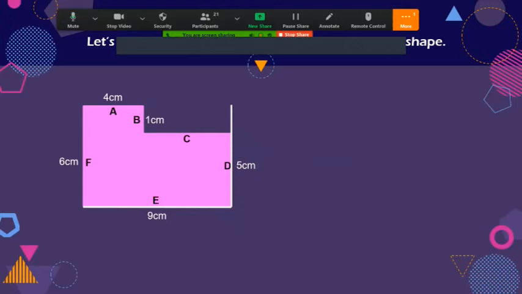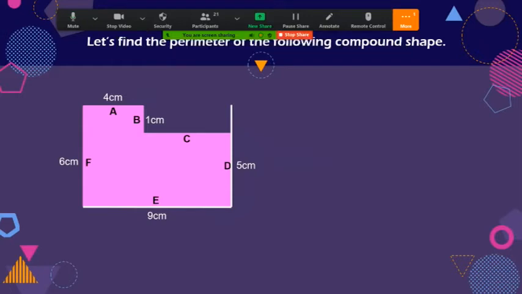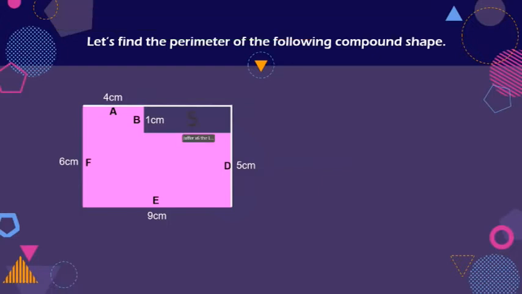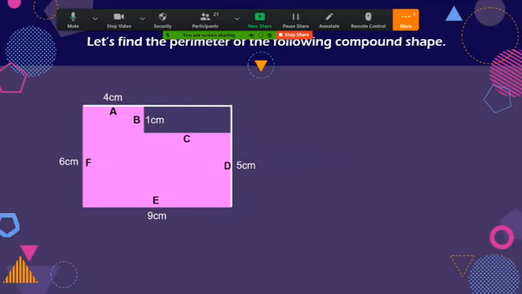What about side C? We know that side A and side C are the opposite sides of side E. They must be equal to each other. In order for us to find out the measurement of side C, we need to find the difference of E and A. Jaffer wrote 5. That's correct. We have to subtract: 9 minus 4, we've got 5.